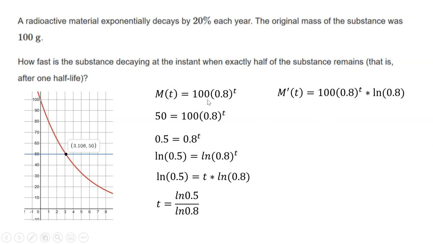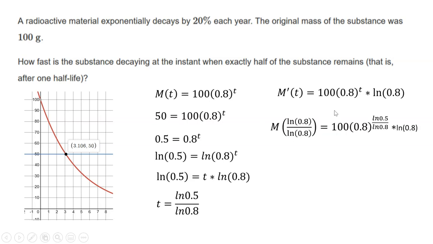So it's going to be 100. By the way, this 100 in the front, just treat it like a coefficient, right? You can always derive the stuff that you need to derive and then put the 100 at the end. So it's going to be 0.8 to the power of t times the ln of 0.8, ln of the base. Exactly what we've been talking about.